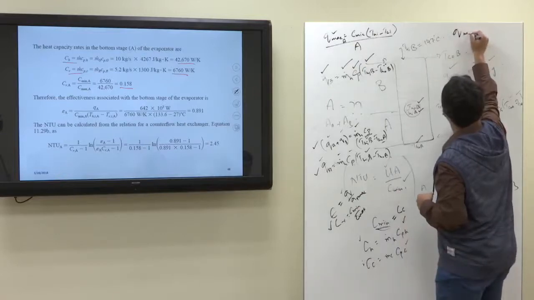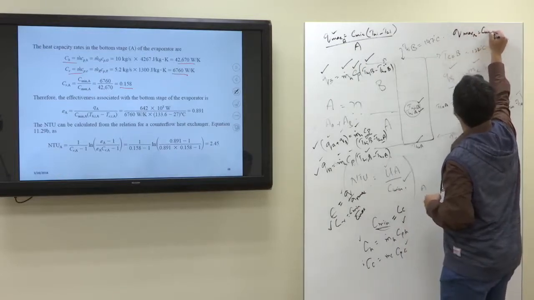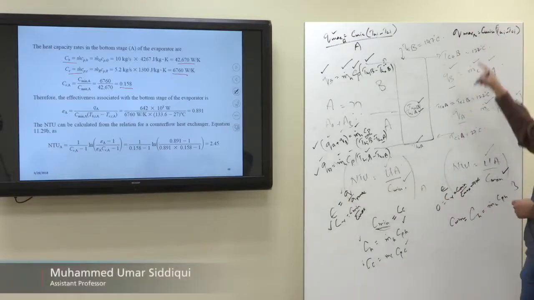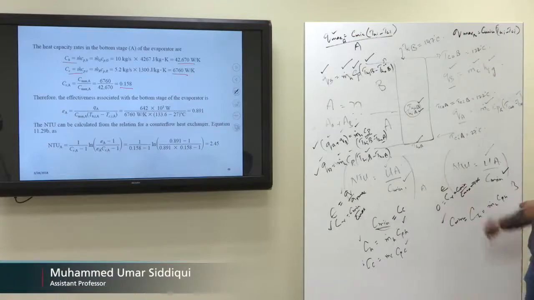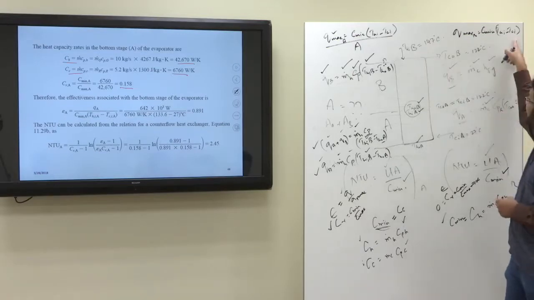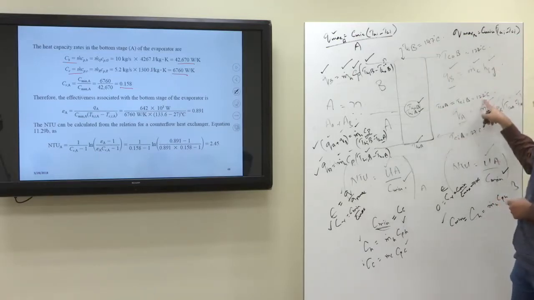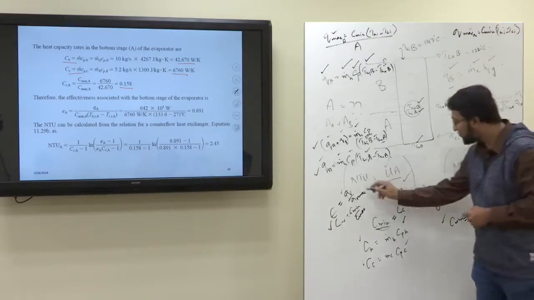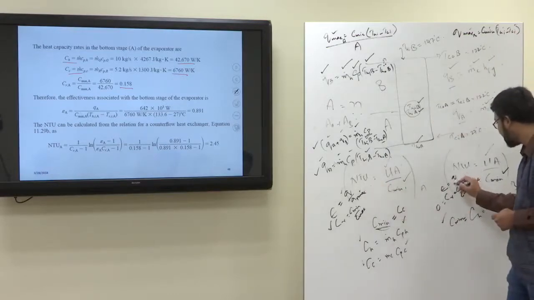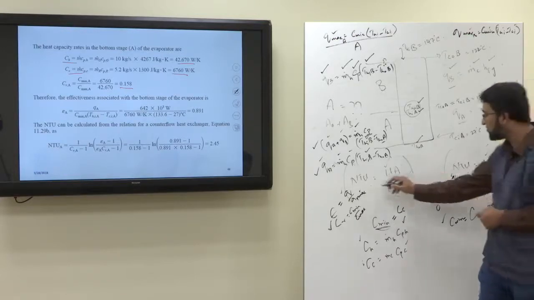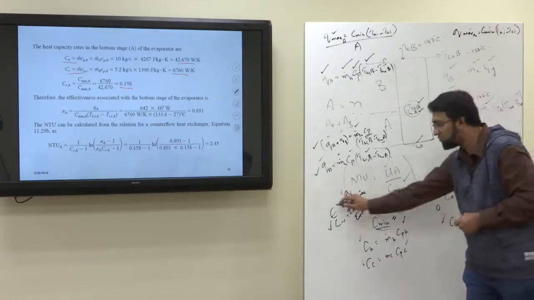Similarly, you will have Q max B. It will be C minimum times T hot inlet minus T cold inlet. C minimum is known, T hot inlet is this, T cold inlet is this. Is it clear? So now you know Q max. Here also it is Q upon Q max. You know Q and you know Q max, so you will know the effectiveness here.